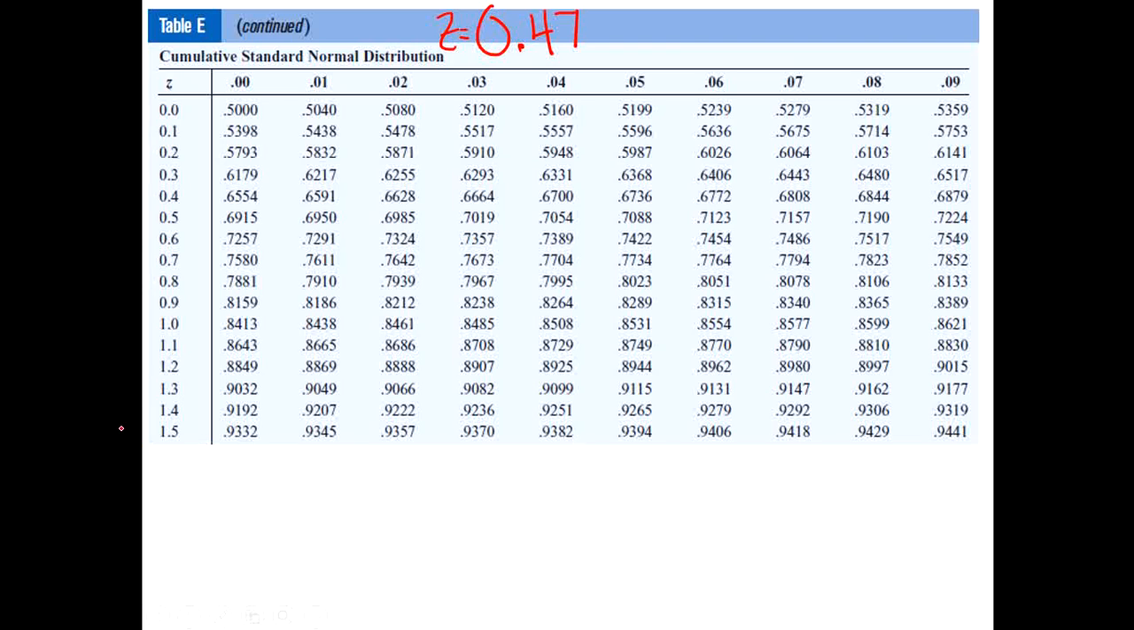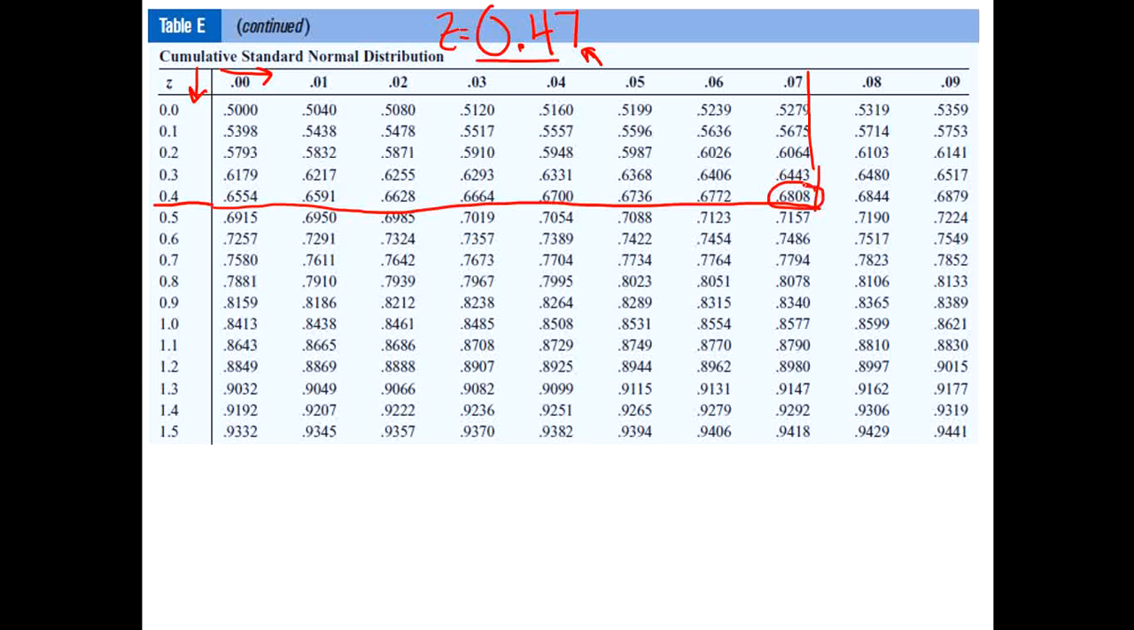So what you're going to do when you look up the percent in this chart is this: this column tells you the first digit and the first decimal, so we're looking for 0.4. And then this row tells you the second decimal. So we're going to find where they meet, all the way until they meet.